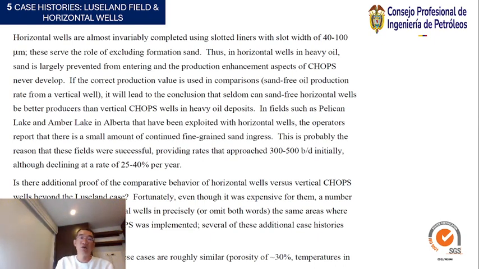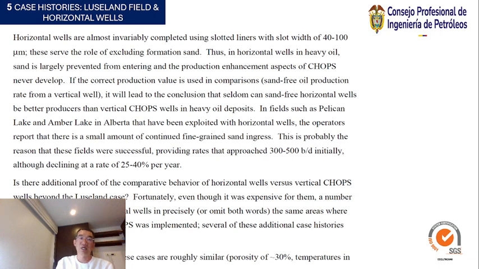Horizontal wells are almost invariably completed using slotted liners with slot widths of 40 to 100 µm. This serves the role of excluding formation sand. Thus, in a horizontal well in heavy oil, sand is largely prevented from entering, and the production-enhancing aspect of CHOPS never develops.